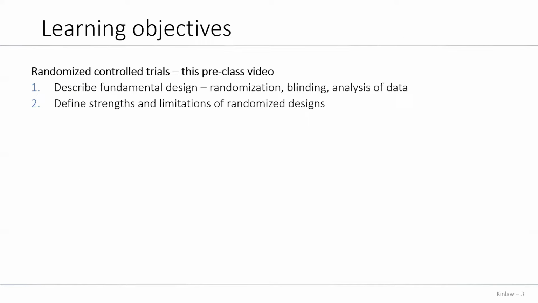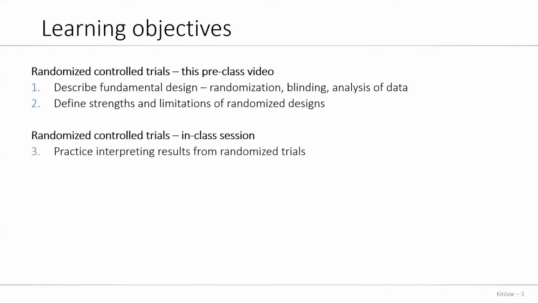Today we have two primary learning objectives. The first is to describe the fundamental design elements that underpin a randomized trial. These include a lot of logistics, but most of what we'll talk about today are the three major elements: randomization, blinding, and analysis strategies. The second objective is to define the strengths and limitations of randomized designs. In our in-person class session, we'll review these principles and practice interpreting results from randomized trials.